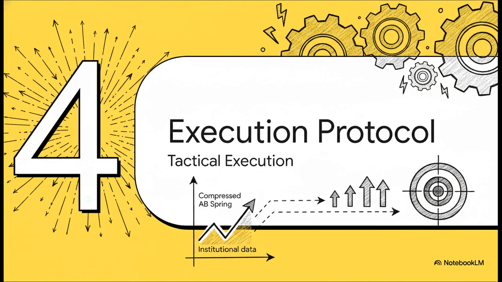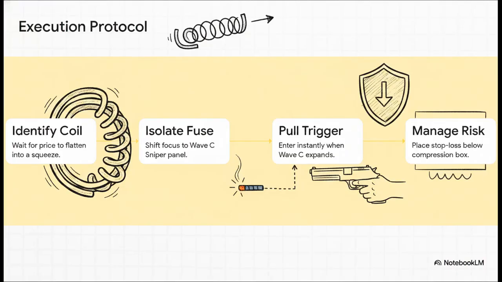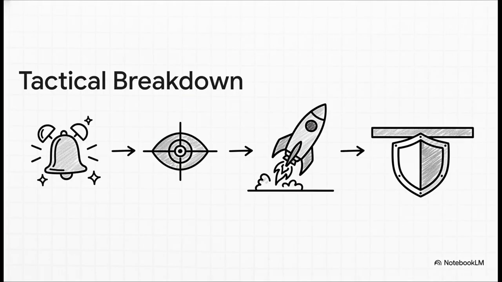Which brings us to Section 4, the execution protocol. Tactical execution. Listen closely. If you hold out for a discount entry during one of these compressed phases, you are going to be left entirely empty-handed. To capitalize on this, you have 4 strict steps to follow. Identify the coil, isolate the fuse, pull the trigger, and manage the risk. Let's break those down. Here is the exact mathematical sequence you need to execute with total discipline.